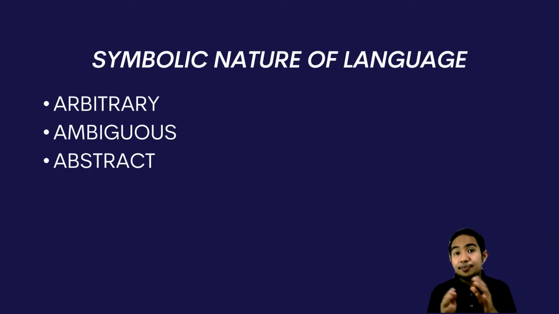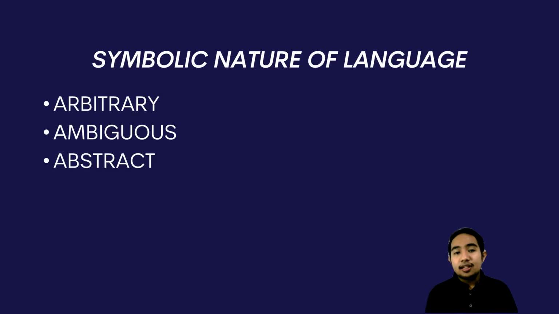So let's look at the symbolic nature of language. We have three. First is that symbols are arbitrary. So it means that the words are not intrinsically connected to what they represent. And because of this, the meanings of words or symbols change over time. So it is also dynamic and it allows us to invent new words.